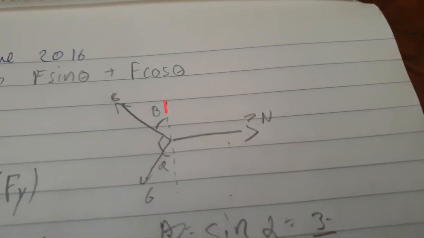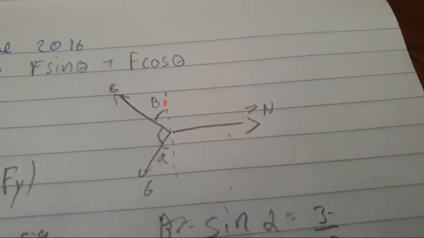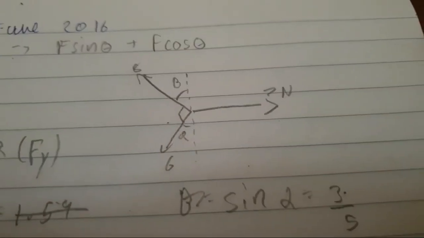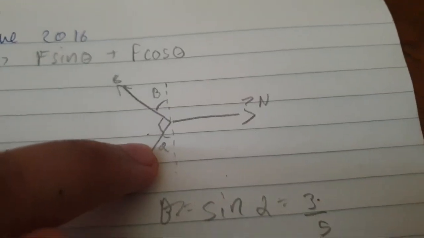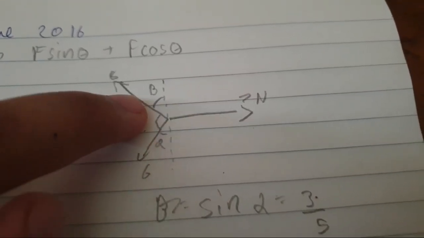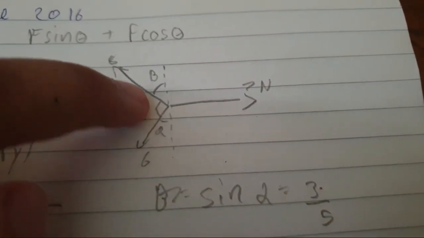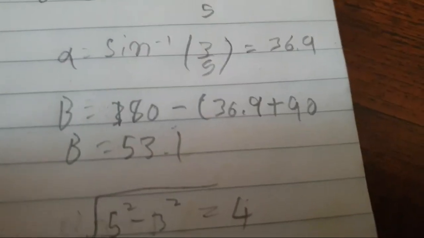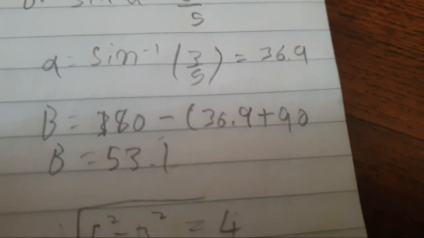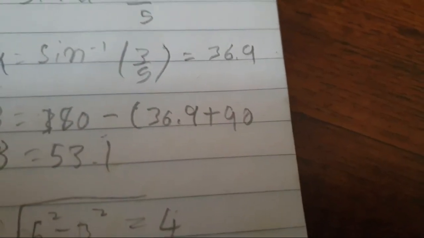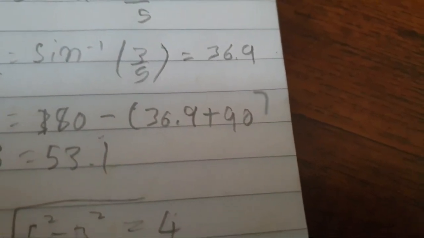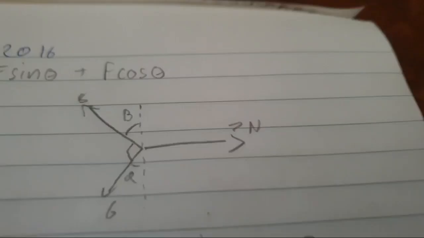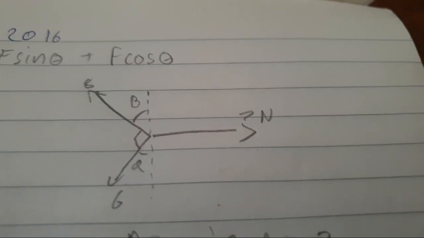So B stands on a 180 line from alpha, and this right here is a 90 degree angle. Given that we know all of this, alpha being 36.9, this being 90, and this standing on a 180-degree line, I deduce 180 minus bracket 36.9 plus 90 bracket, and eventually I got 53.1. So the angle for B is 53.1.